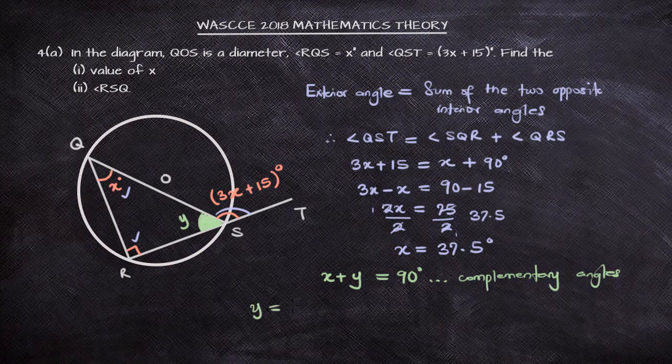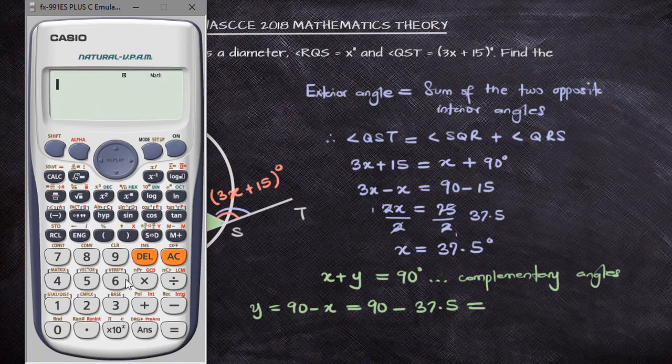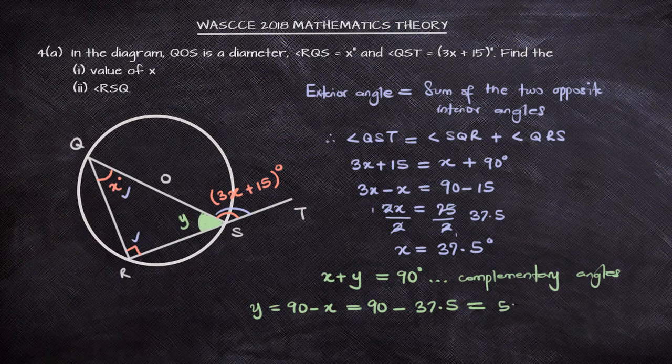So that means y will be 90 minus x, which is 90 minus 37.5. That will give us 52.5 degrees. Now, understanding the concepts, the theorems of triangles, circles will help us in solving questions like this. There are so many ways you can use to solve it.